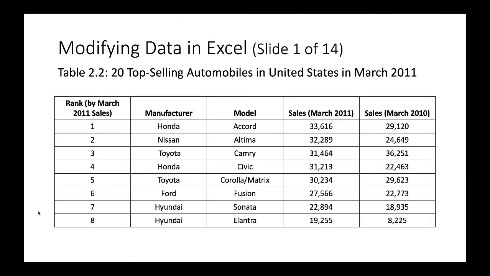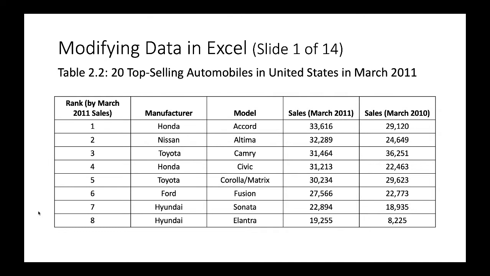So we have this data set of top selling cars. For each record, we have 5 variables: the rank, the manufacturer, model, sales from March 2011, and sales from March 2010. So we are going to open this in Excel and do some work in it.